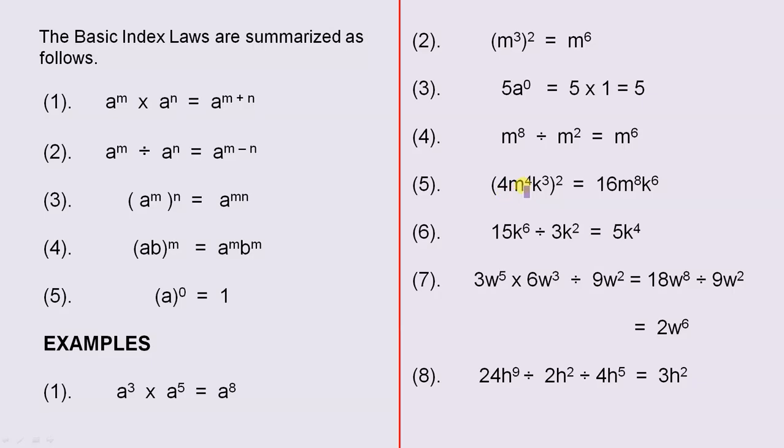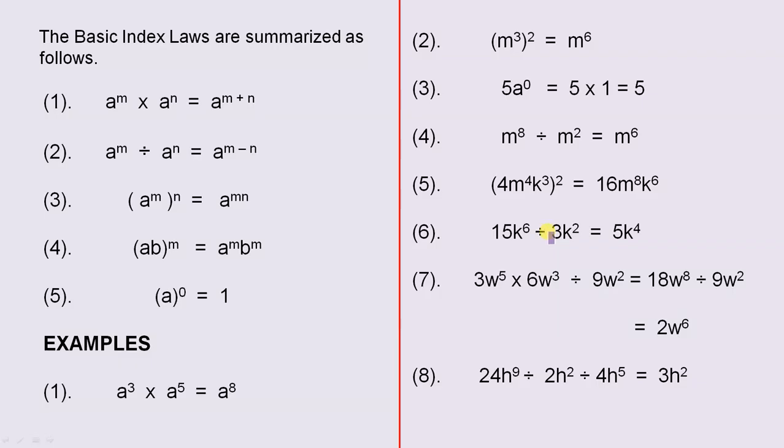4m to the power of 4 k cubed, all squared. Now, the number in front, which is a 4, you square that, so that gives you 16. m to the 4th all squared is m to the 8th, and k cubed all squared is k to the power of 6. So that's the answer.